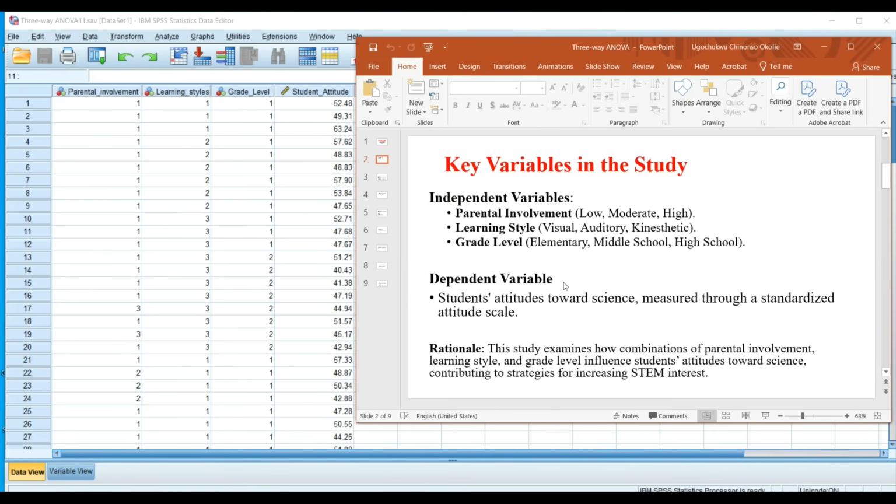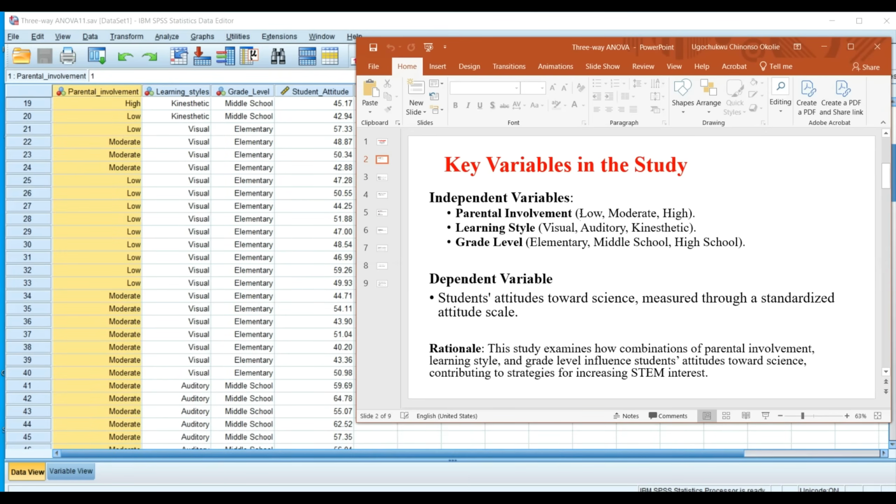So what informs today's study is that we want to know the impact of the three independent variables: parental involvement, learning styles, and grade level influence students' attitude towards science, contributing to strategies for increasing STEM interest.